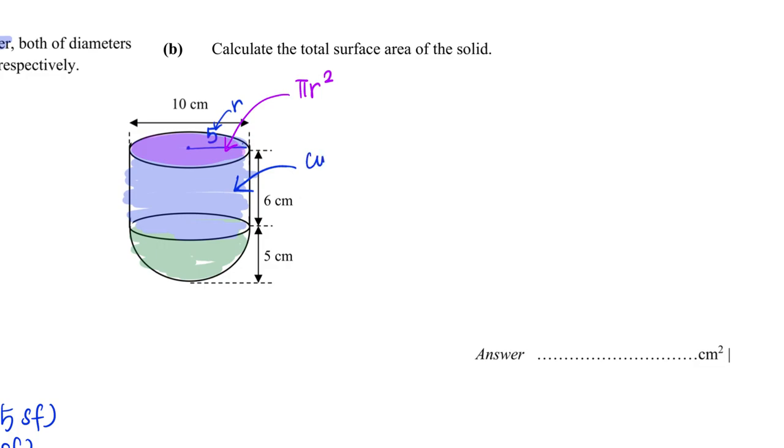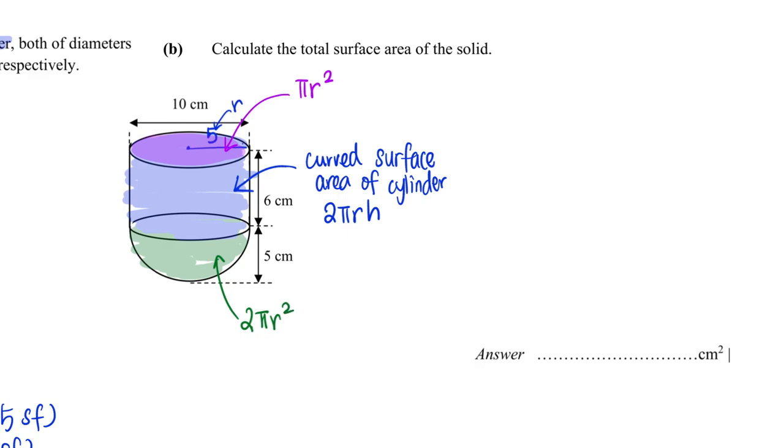The curved surface area of this cylinder, please remember, is 2 pi r times the h. And the curved surface of half of a hemisphere is 2 pi r square. And therefore, the total surface area that we are required to find is these three areas.